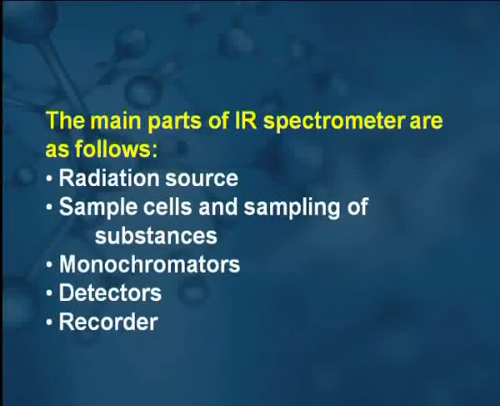First part is the radiation source. Second part is the sample holder, which can contain various samples like solid, liquid and gas. Next part is the monochromator and the detector. Finally is the recorder. The radiation source must be of the infrared range that can be absorbed by the sample. It should be intense enough for detection and extend over the desired wavelength.